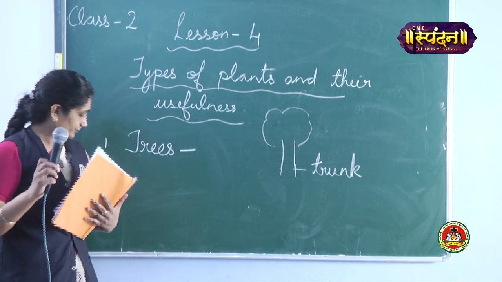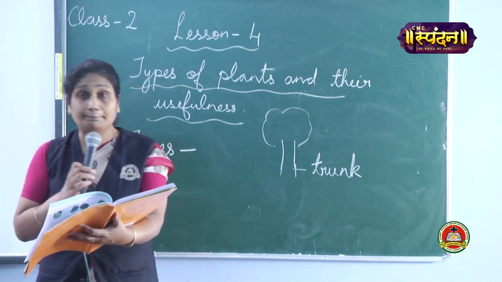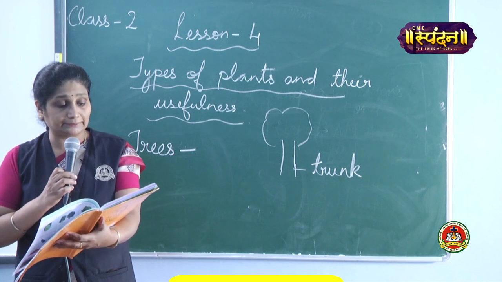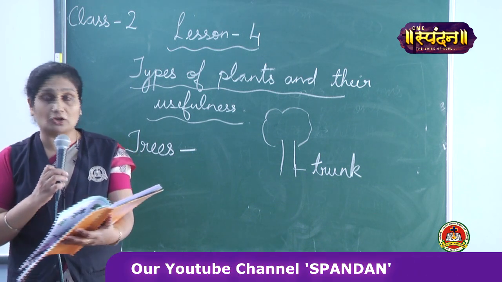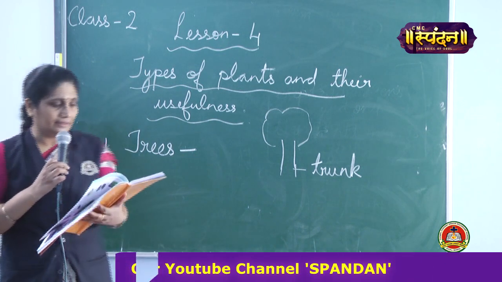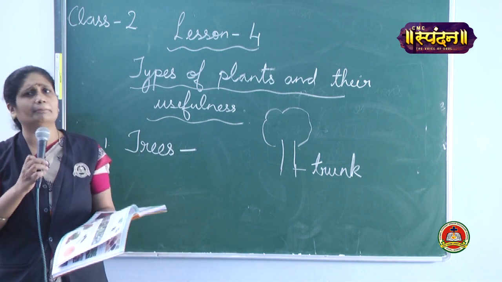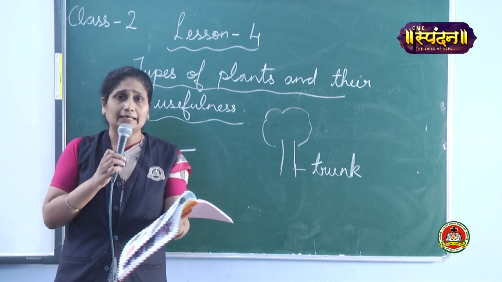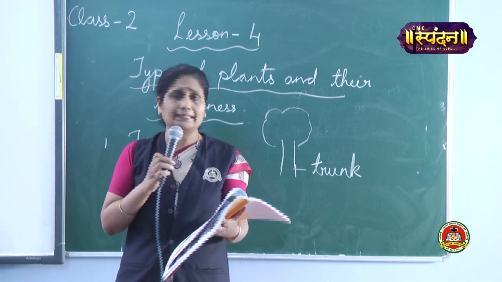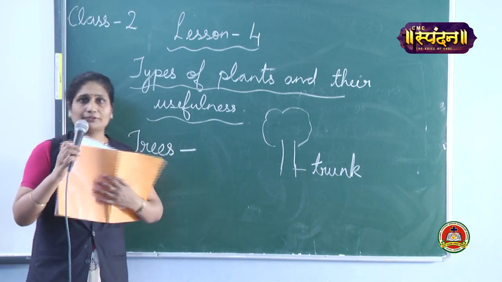Okay. Now we'll read about tree. A tree is a big plant. It has a thick and strong stem called trunk. I have explained to you what is a trunk. Trees have a very long life. So it lives for many years. Now I'll tell you what are the examples of tree. Tell me what are the examples of tree.